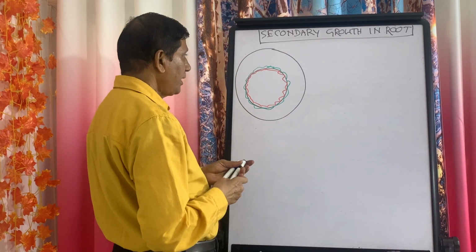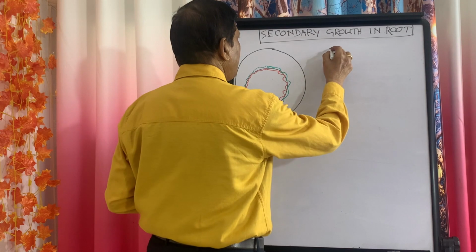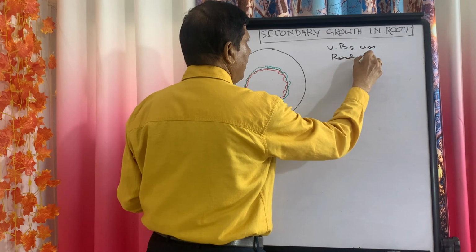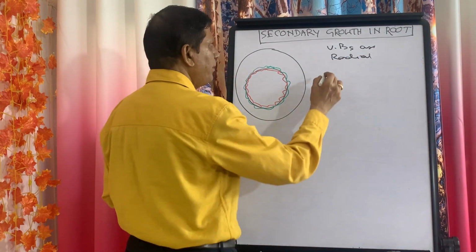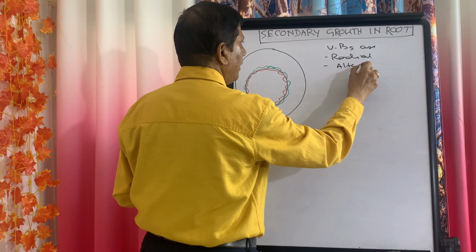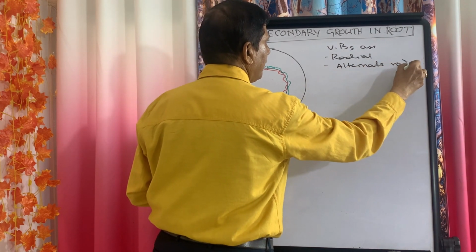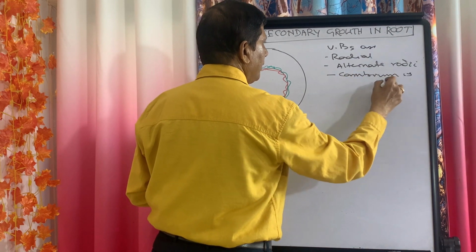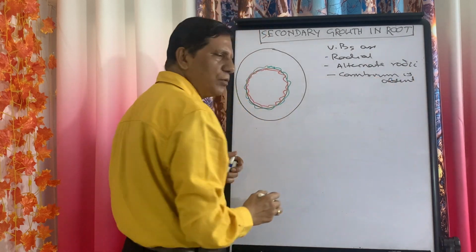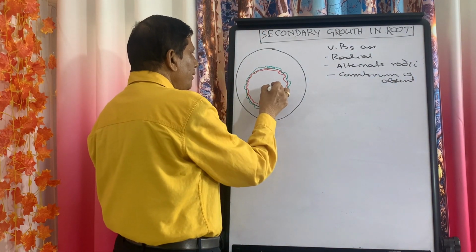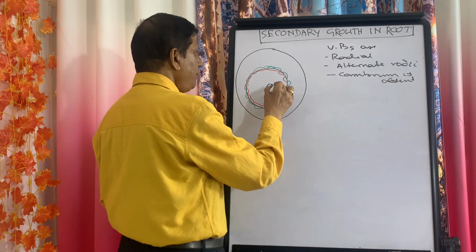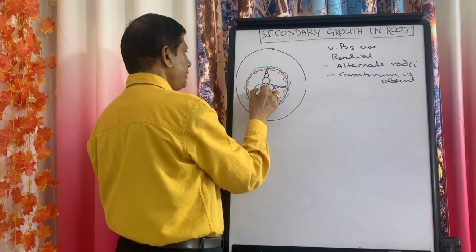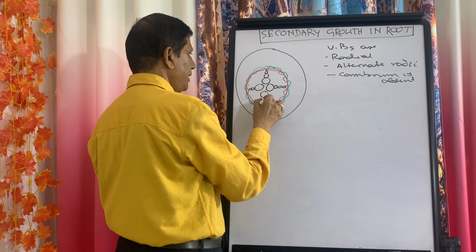And how are the vascular bundles present? In case of root, the vascular bundles are radial. That means the xylem and phloem are present in alternate radii, and cambium is absent. These are the characteristics of the root. Now, this is the metaxylem, and these are the protoxylems. This is again metaxylem, this is protoxylem. This is metaxylem, this is protoxylem. This is again metaxylem and protoxylem.